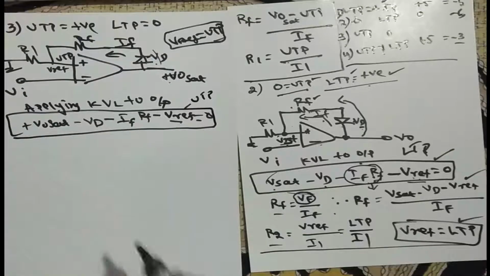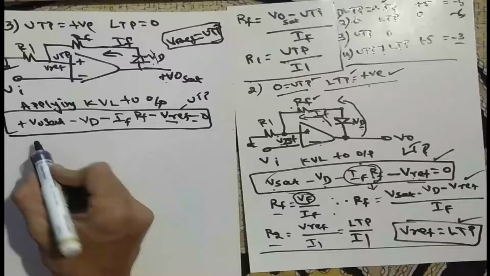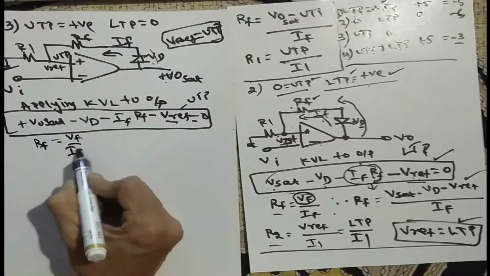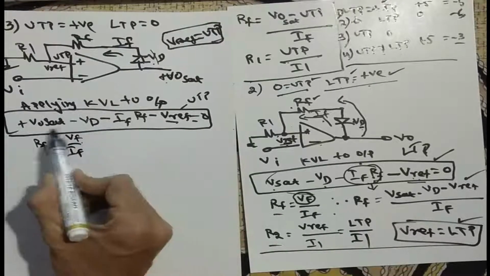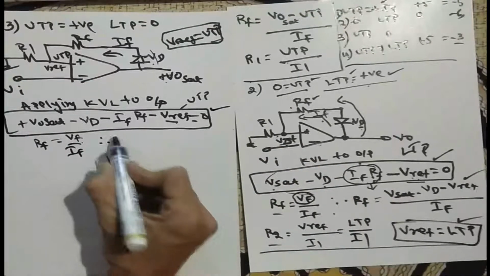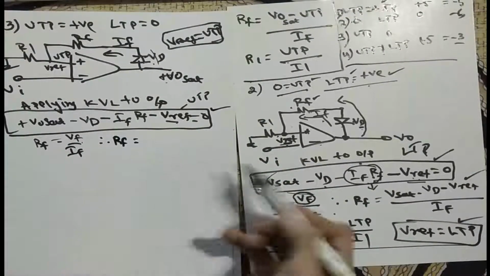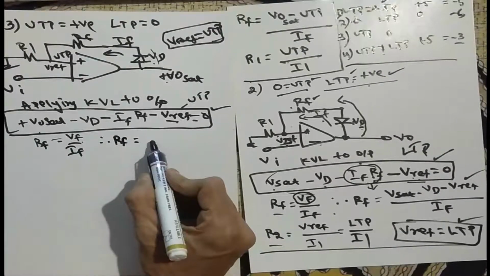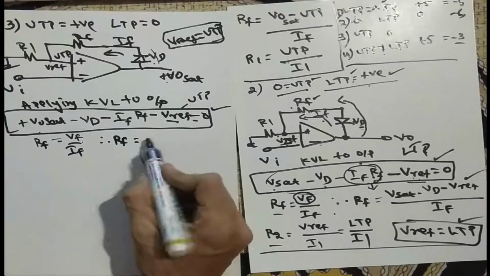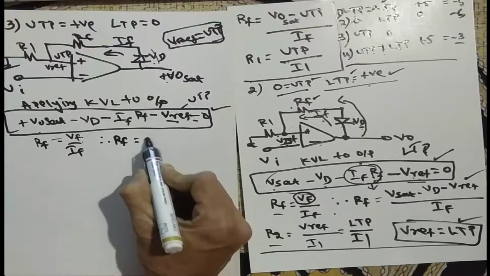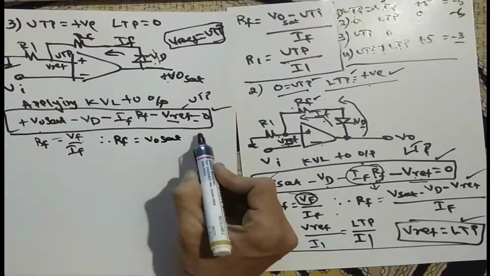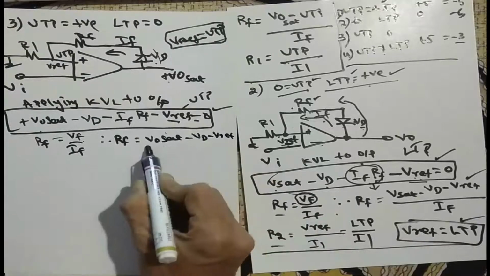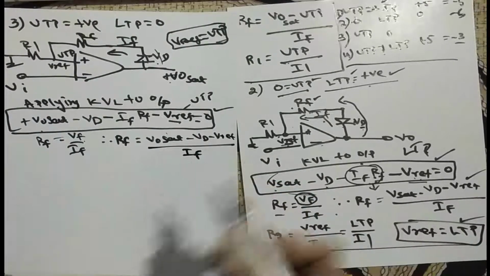Next, we will go for how to find R2 or RF. Here we can take RF. As usual, RF is nothing but VF by IF. So again, the question comes, VF means what? We can simplify this one. If you simplify, what happens? RF comes here, so IF goes to the denominator, and first we have V0 saturation. So we can take V0 saturation, then minus VD and minus V reference, divided by IF. This is the equation for RF.